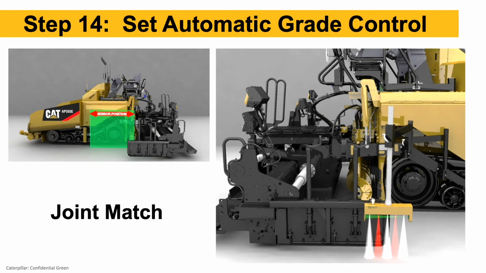And just real quick on automatic grade control, we've got a grade sensor shown here. This is a sonic sensor. There's also contact sensors, but sensor position is really important. So when we do set up our automatic grade control, if I want a joint match, I'll line that sensor up with the auger shaft at the back. I'll get a perfect joint match with the adjacent lane that I'm paving against. Or if I'm paving for thickness and following the existing grade, this will follow it exactly.